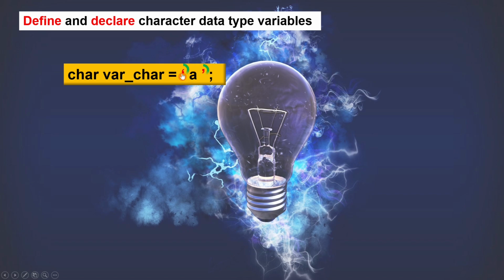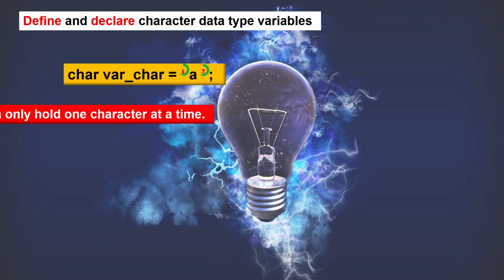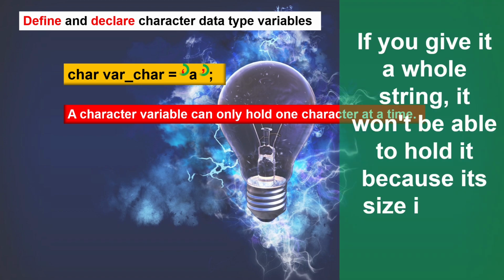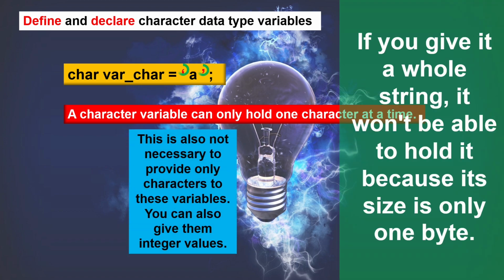If you remember, in the case of the integer data type, we do not put single quotes, but in the case of the character data type, we use single quotes. Remember to use single quotation marks. A character variable can only hold one character at a time. Keep in mind that whenever a character value is given to a variable of type char, its ASCII value gets stored. Note the character value.